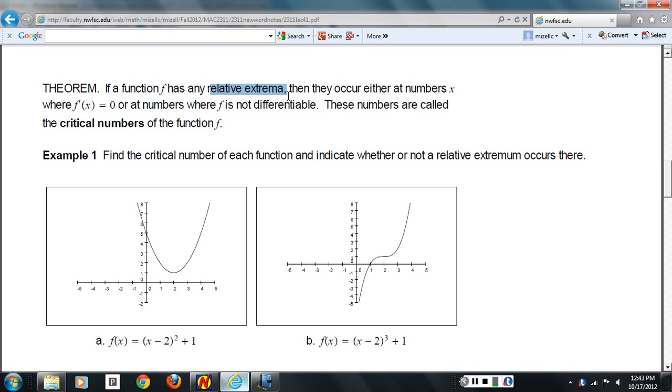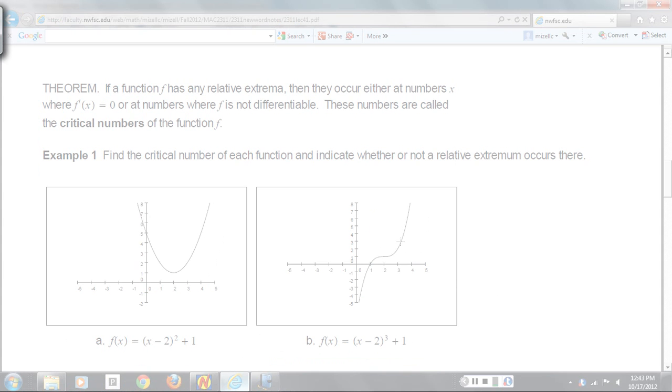That could be a place where we get a cusp or a corner in the graph, like the absolute value function. Or, well, we usually don't think of these as places where it's discontinuous, but a discontinuity certainly would be a situation where it fails to be differentiable. So those are the types of places we look for situations where a relative extremum may occur. Let's look at example 1 and see if we can see examples of where a relative extremum may occur or may fail to occur.